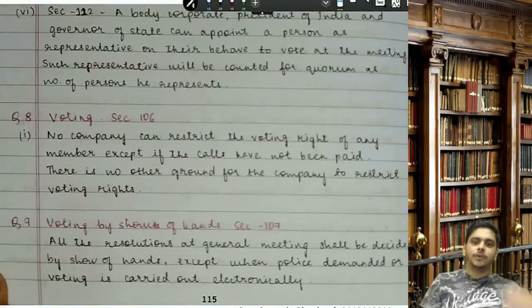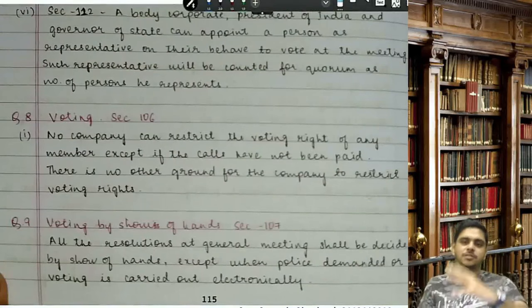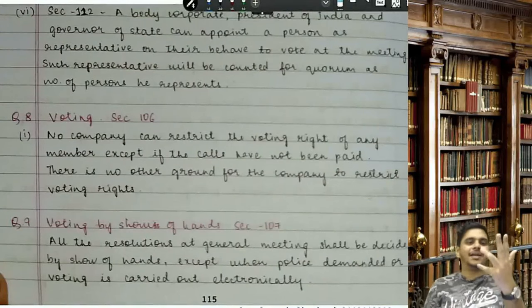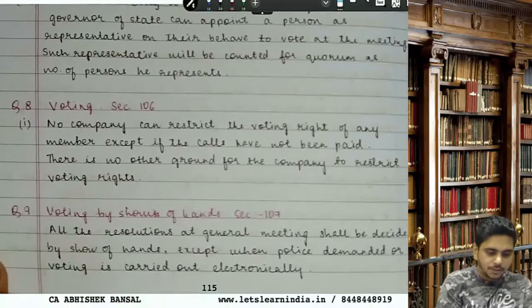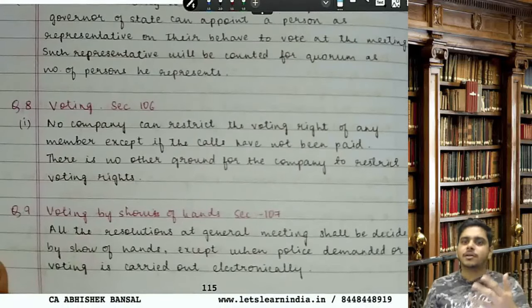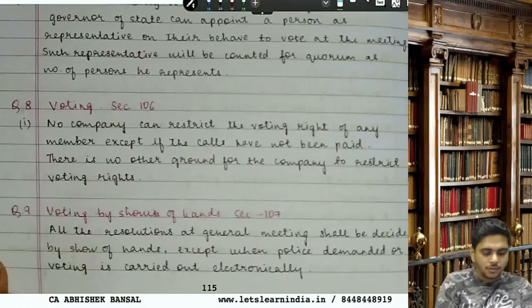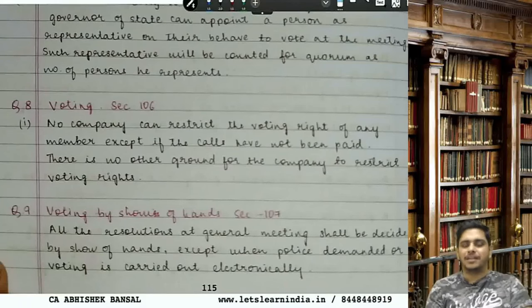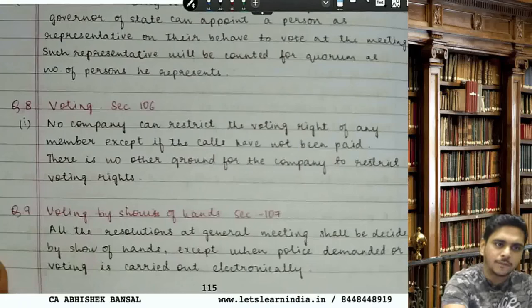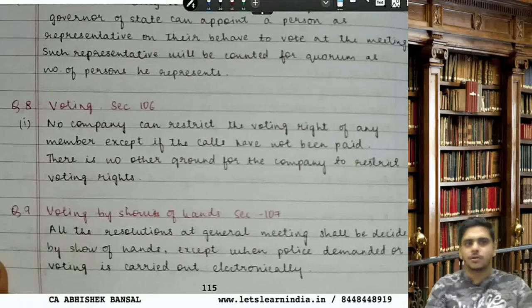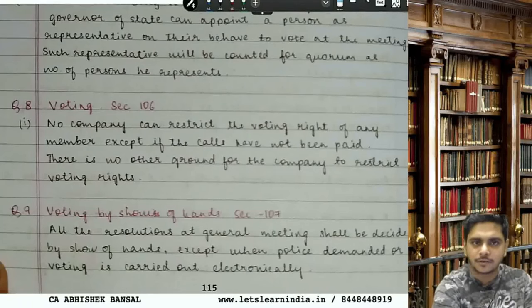Now, after proxy, that's section 105. Now we do voting, section 106. If I don't like your face, can a company restrict a member's voting rights? The answer is no. No company can restrict the voting rights of any member, except for only one reason: if the calls have not been paid up. That's the only reason, guys, where you can restrict. Nowhere else can you restrict it. Always remember that.